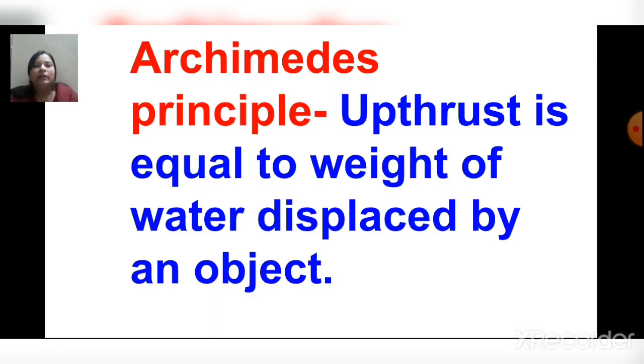Now children, there was a Greek scientist called Archimedes. According to Archimedes principle, upthrust is equal to weight of water displaced by an object. What is Archimedes principle? Archimedes principle states that upthrust is equal to weight of water displaced by an object. Now children, according to this, the object displaces water equal to its weight. Let us have a look.